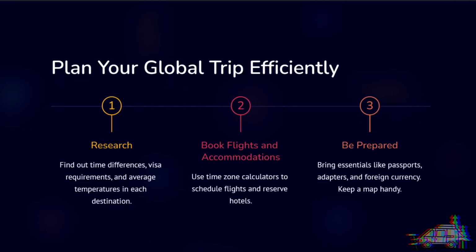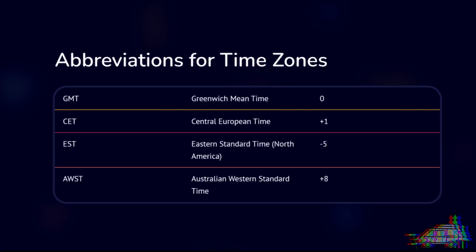Plan your global trip efficiently. Research. Find out time differences, visa requirements, and average temperatures in each destination. Book flights and accommodations. Use time zone calculators to schedule flights and reserve hotels. Be prepared. Bring essentials like passports, adapters, and foreign currency. Keep a map handy.